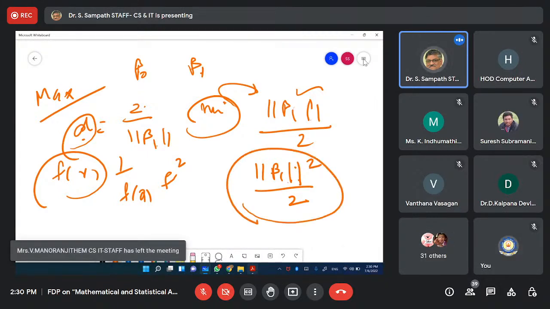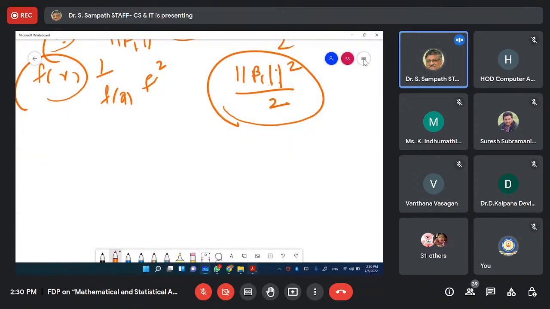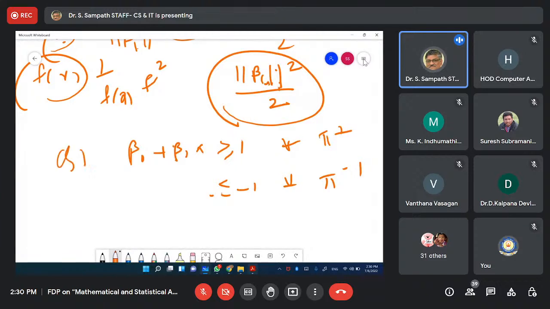So you minimize half of norm beta 1 square, subject to the condition. The condition happens to be this: beta naught plus beta 1 x greater than or equal to 1 for all points which are in the positive class. Understood? For all points which are in the negative class, we'll be having this one. So this is basically a convex optimization problem. That means here it is a quadratic function, quadratic form. Understood? So you minimize this function subject to this one. For this, we can use any quadratic programming technique, and you can come out with a solution.